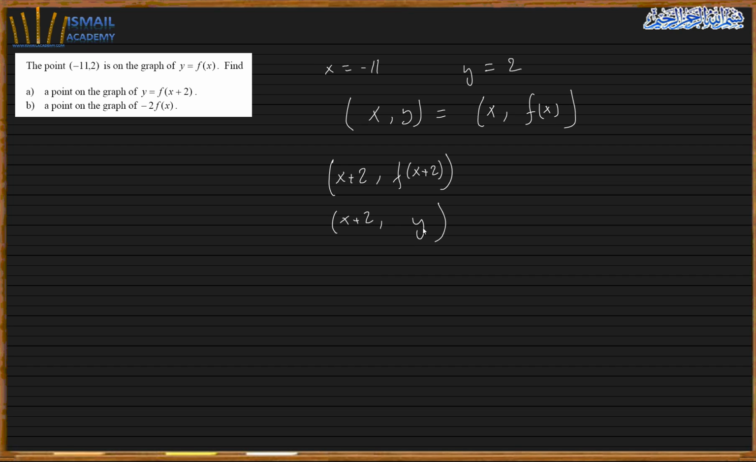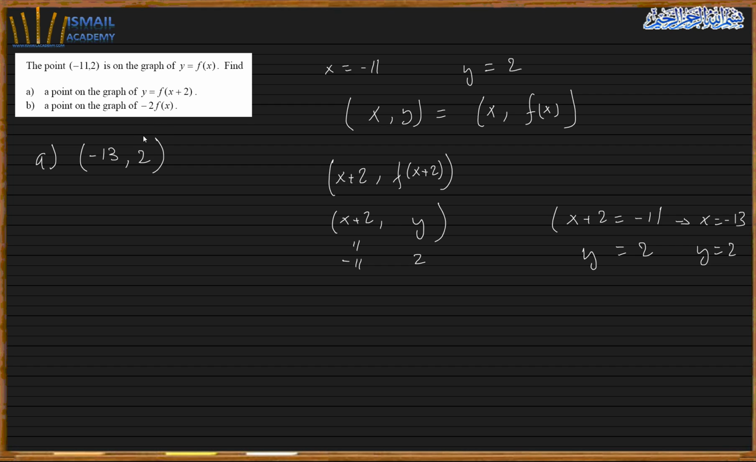So we know that y equals 2 only if the x coordinate is equal to minus 11. That means I will make this one equal minus 11, and this will be 2. So in that case, I will have x plus 2 equal minus 11 and y equal 2. Then I will get my x value. So here x equal minus 13 and y equal 2. That means the point for that function is minus 13, 2.